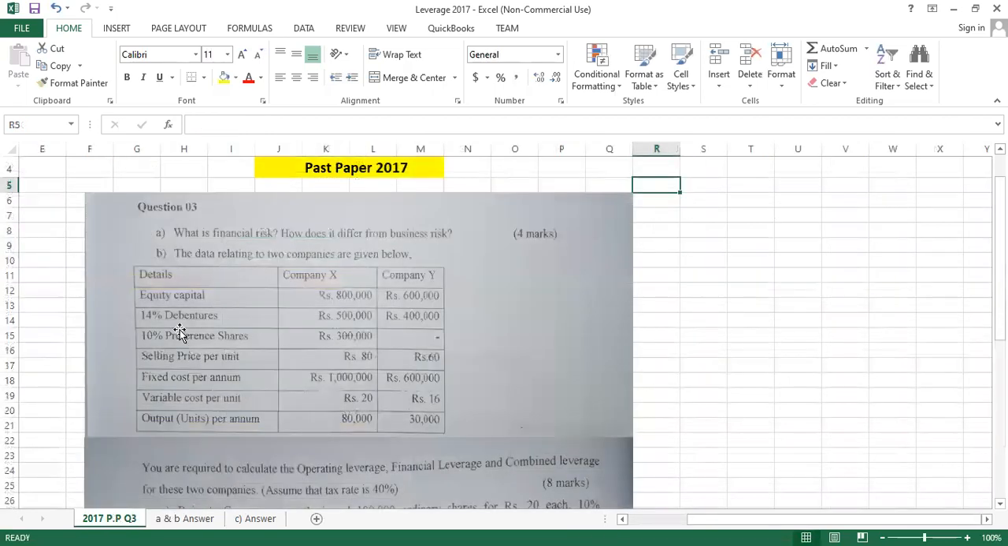In this question, they have given the preference shares data. 10% preference shares: company X 300,000, company Y no preference shares. So we can calculate the preferred dividend for company X. Let's see how to calculate it.